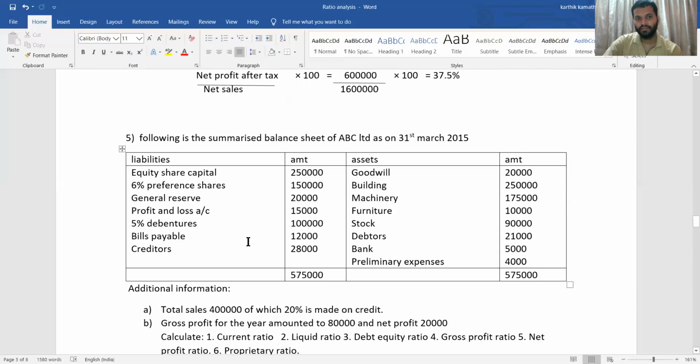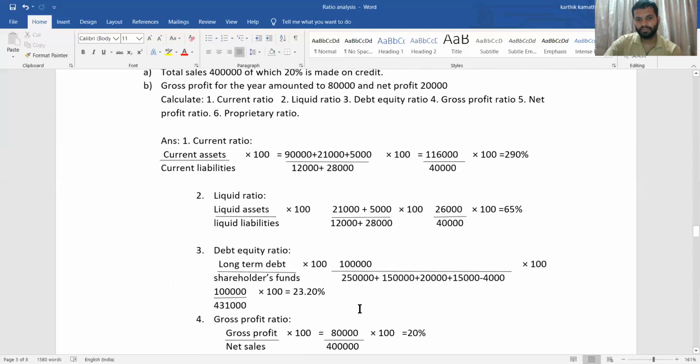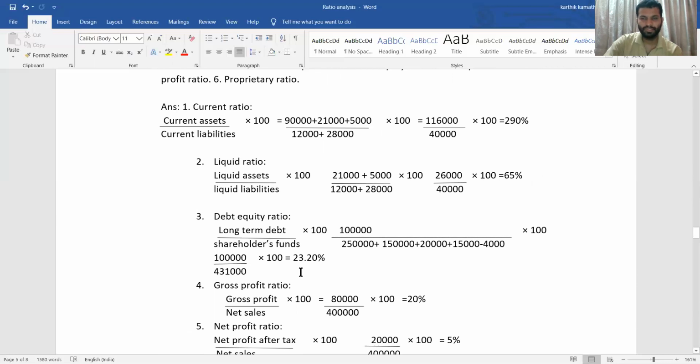See, shareholder fund here: equity share capital 2,50,000, preference share capital 1,50,000, add both. General reserve 20,000 also add to the share capital, and profit and loss account information 15,000 also you add. Then minus preliminary expenses given in the asset side, that is you need to deduct 4,000. So 2,50,000 plus 1,50,000 plus 20,000 plus 15,000 minus 4,000, you will get your answer as 23.20%.